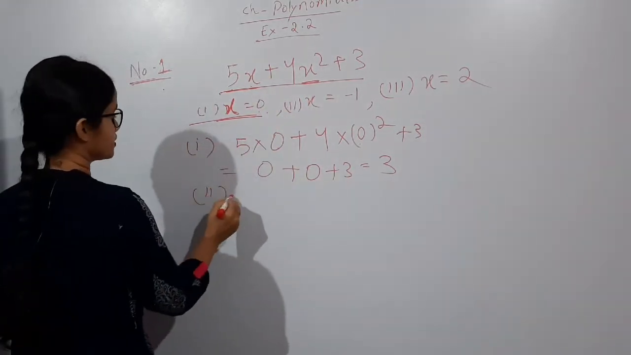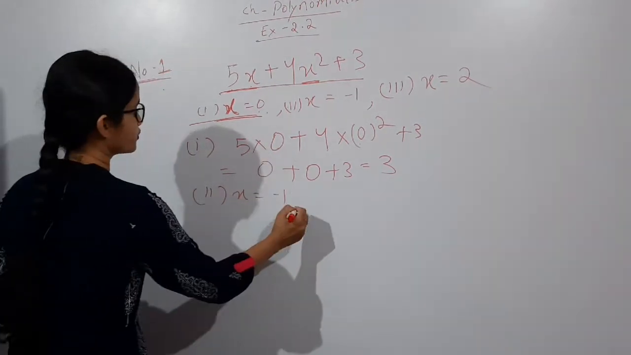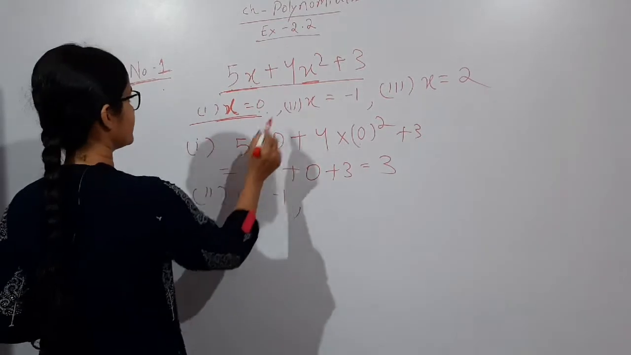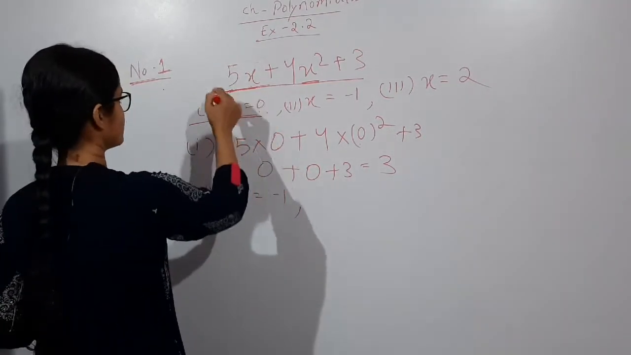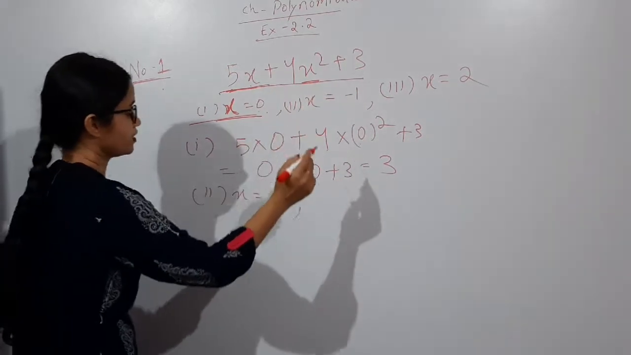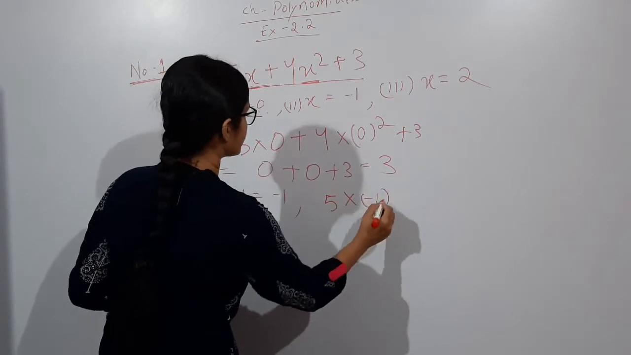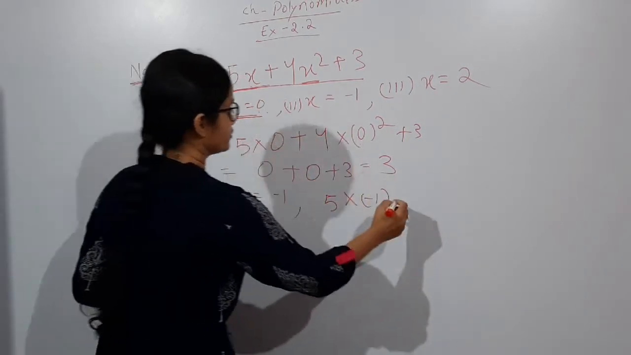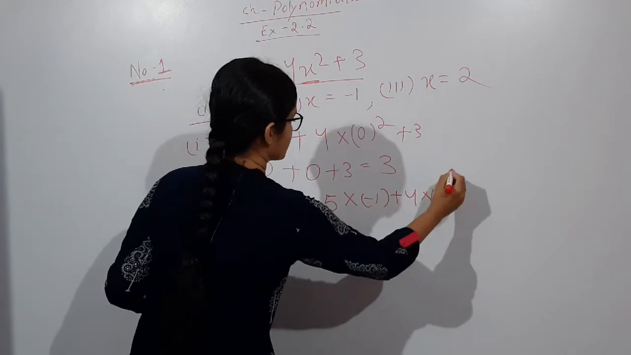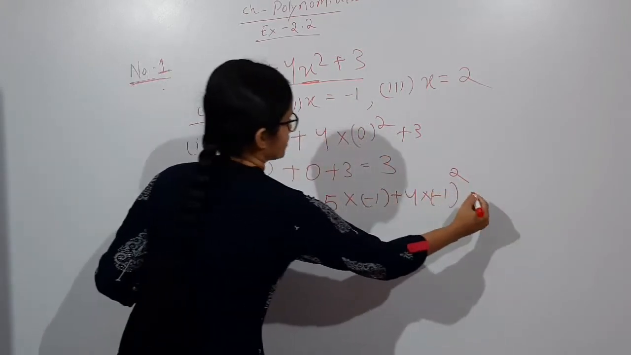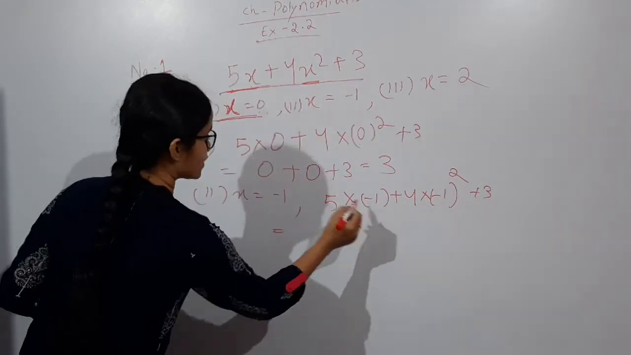Then bit 2 is x is equal to minus 1. Okay. Means we have to put minus 1 in place of x. The polynomial will be same. Okay. The polynomial will be 5x plus 4x square plus 3. So 5 into x means 5 into minus 1. Then plus 4 into x square means 4 into minus 1 to the power 2 plus 3. Okay. Is equal to minus 1 into 5.